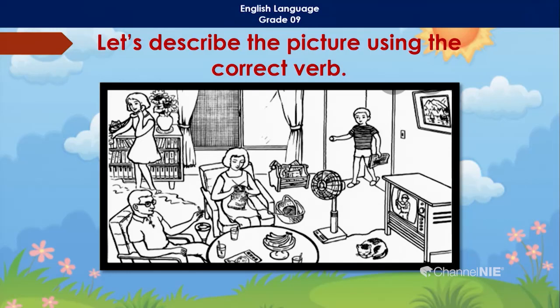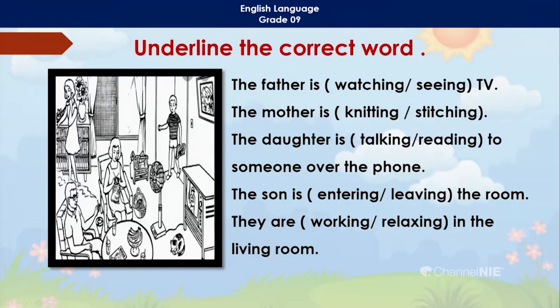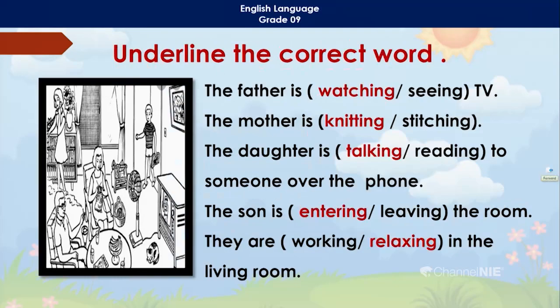Miss Suchitra, it's your turn. All right, the father is watching TV. And the mother is, as you said, she's knitting. The daughter is talking to someone over the phone. Right. The son is entering the room. They are relaxing in the living room. Okay, so you're sure that the father is not seeing, the mother is not stitching, the daughter is not reading, the son is not leaving, they are not working. I'm pretty sure. All right, let's see.